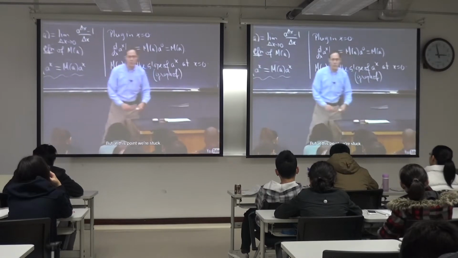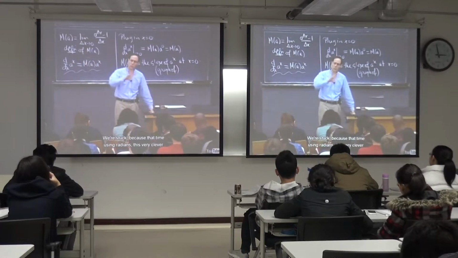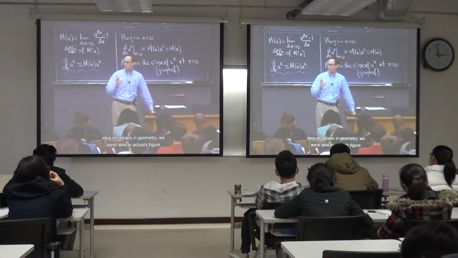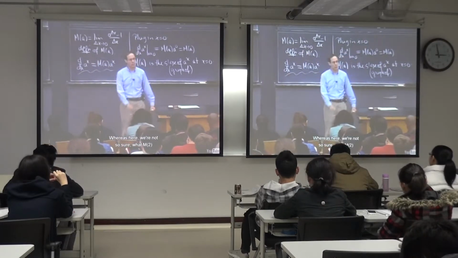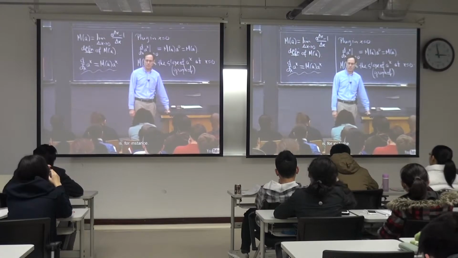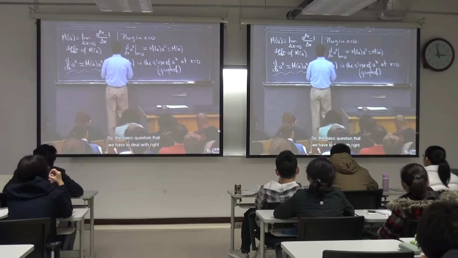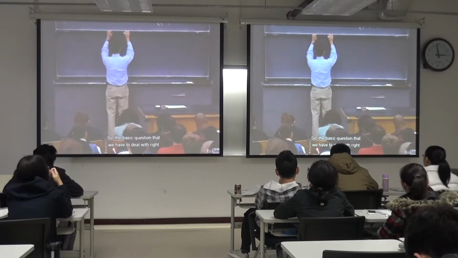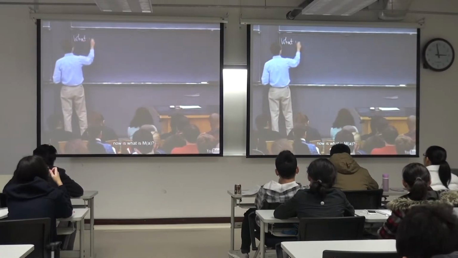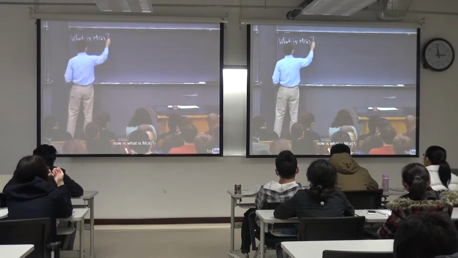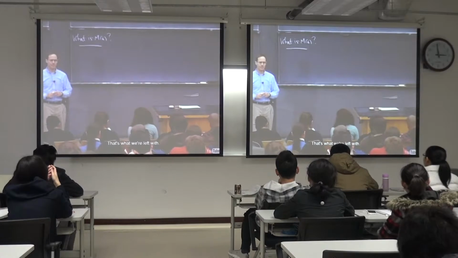But at this point, we're stuck. We're stuck because that time, using radians, this very clever idea of radians in geometry, we were able to actually figure out what the slope is. Whereas here, we're not so sure what m of 2 is, for instance. We just don't know yet. So the basic question that we have to deal with right now is, what is m of a? That's what we're left with.